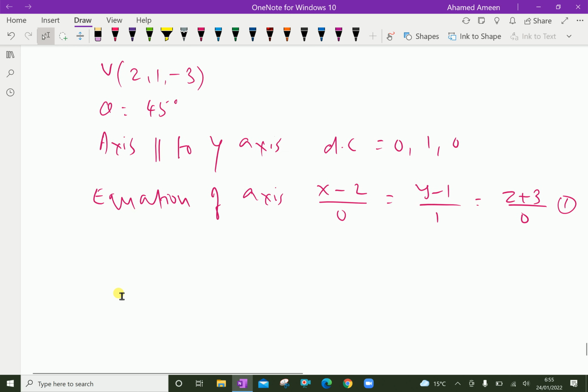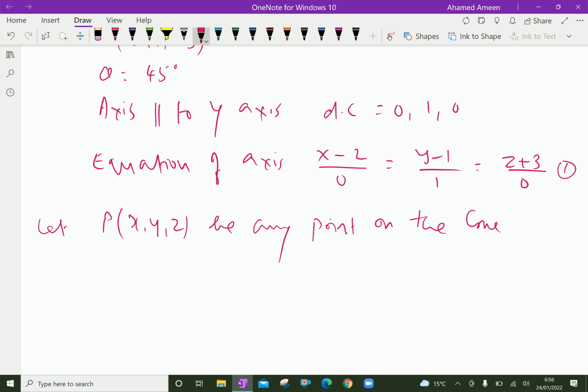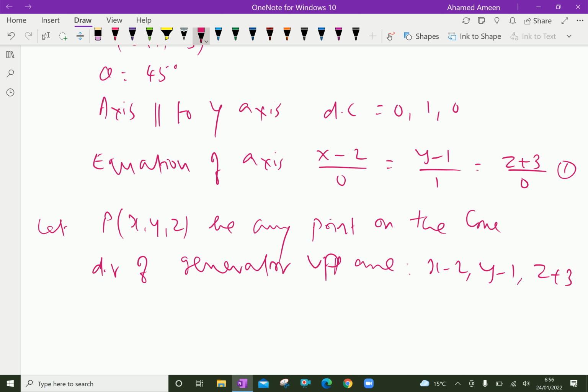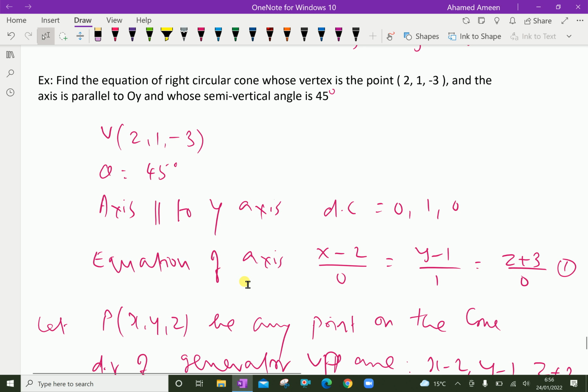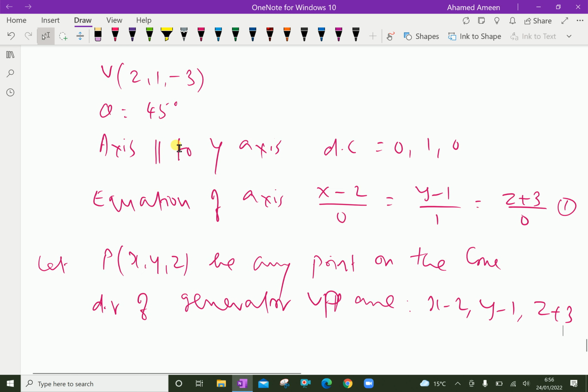Now let P of x comma y comma z be any point on the cone. Then the direction ratios of generator VP are x minus 2, y minus 1, and z plus 3. How? For VP, we have point V and any point P, that is x minus 2, y minus 1, z minus of minus 3 is plus 3.